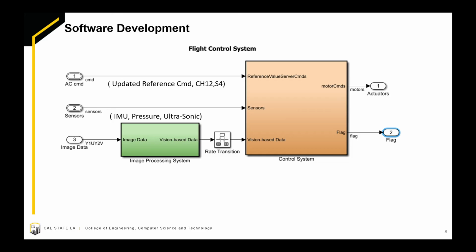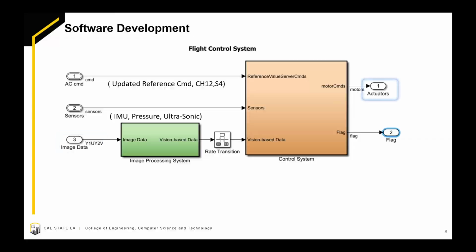First input being the AC command, which is the initial control command that only tells the drone to hover, as well as the updated reference commands. The second input is the drone sensors, which are the IMU, pressure, and ultrasonic, which help identify the drone's altitude and identify any wind disturbances. The third input is the vision data, which uses the camera sensor to identify a path. These inputs are fed into the control system to generate the autonomous drone path identification, ADPI.